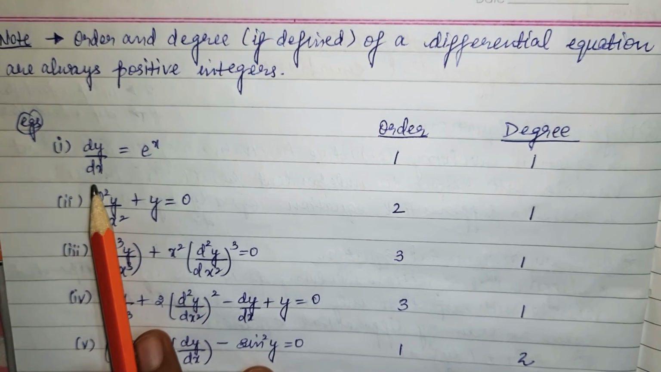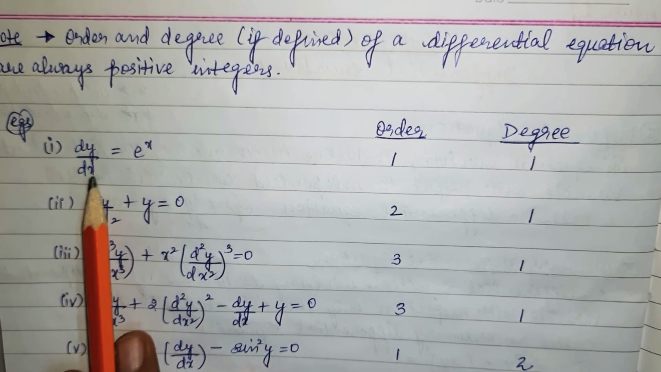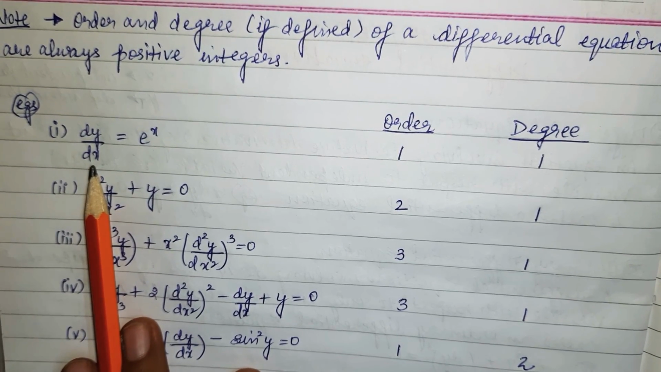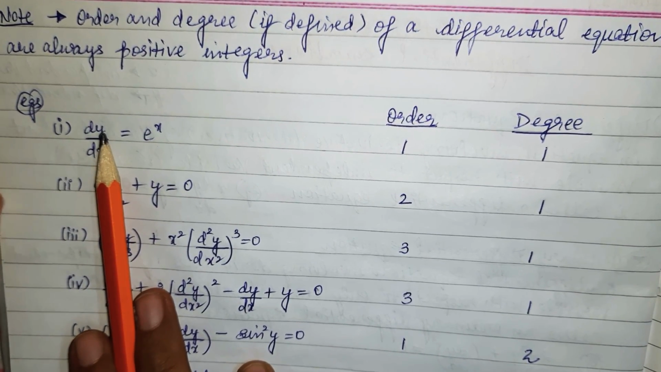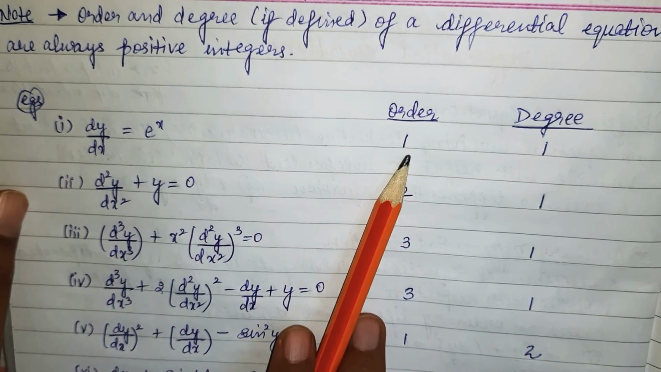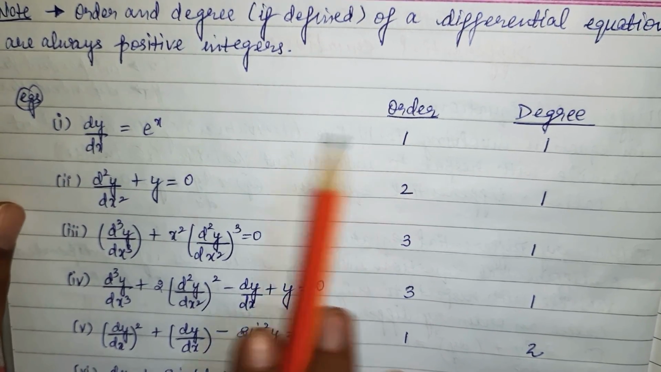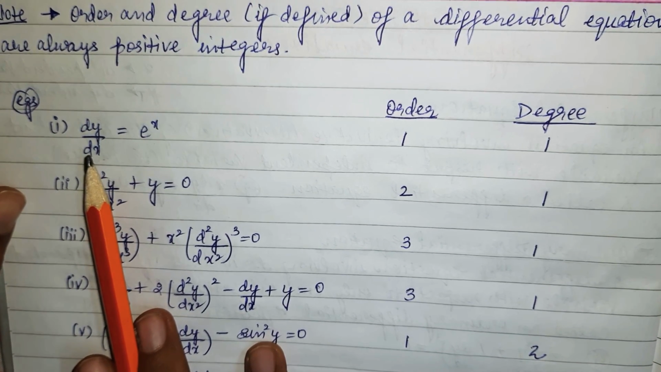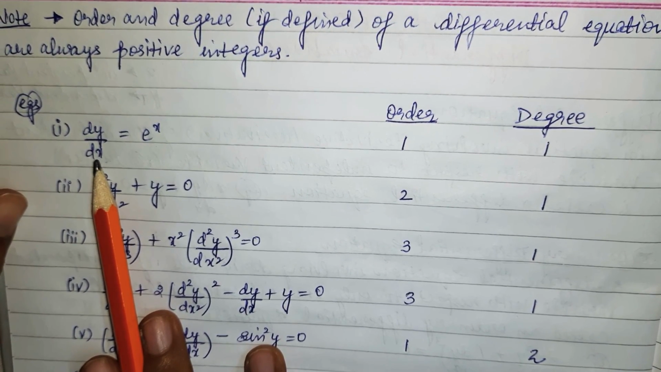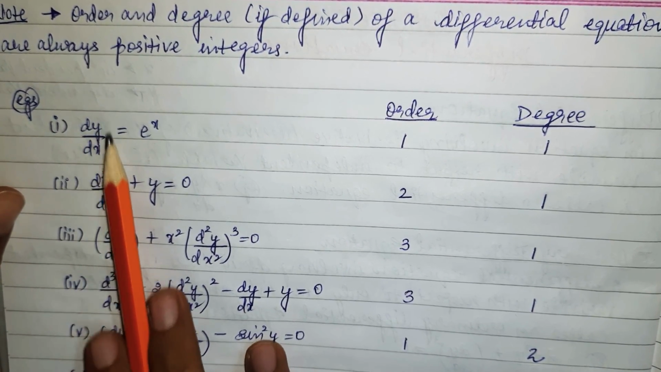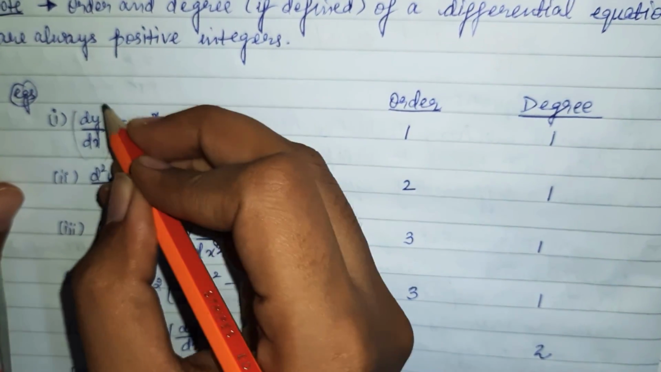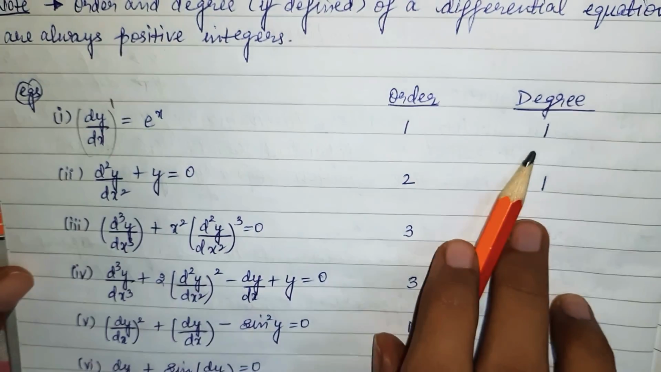So you need to check only the order. We'll talk about degree later on. Order is dy by dx. So the maximum derivative here is only the first order derivative. So order is 1. Degree means power of the highest order derivative. Here I am having only one first order derivative, so it is raised to the power 1. This is your degree 1.